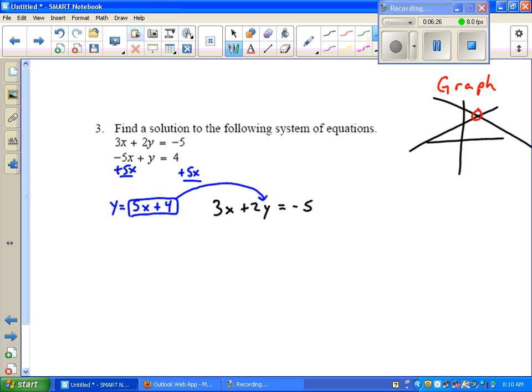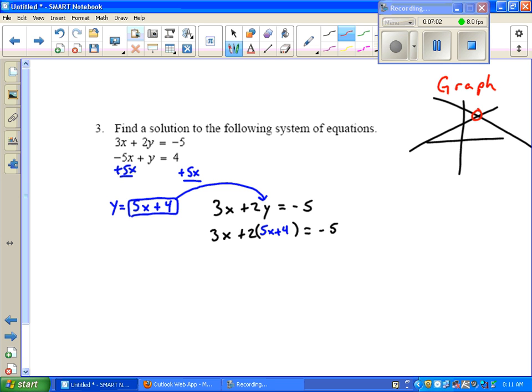So now instead of saying 3x plus 2y, 3x is still the same, plus 2, but now it's not y anymore. It's the value we got for y, which is in parentheses, which is important in this case, 5x plus 4. The reason it's important is because if you don't include the parentheses, you may only multiply the 2 by 5x and forget to distribute it to the 4 as well. That's still just like the regular equation, equals negative 5. So the only thing we did is we substituted in that value 5x plus 4.